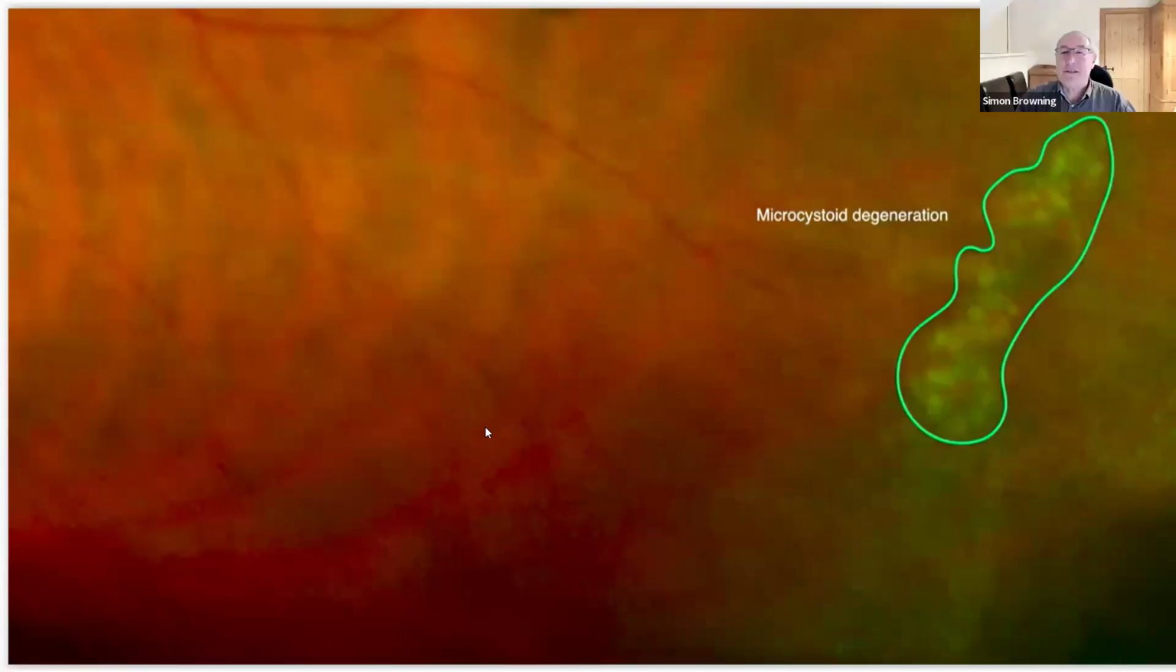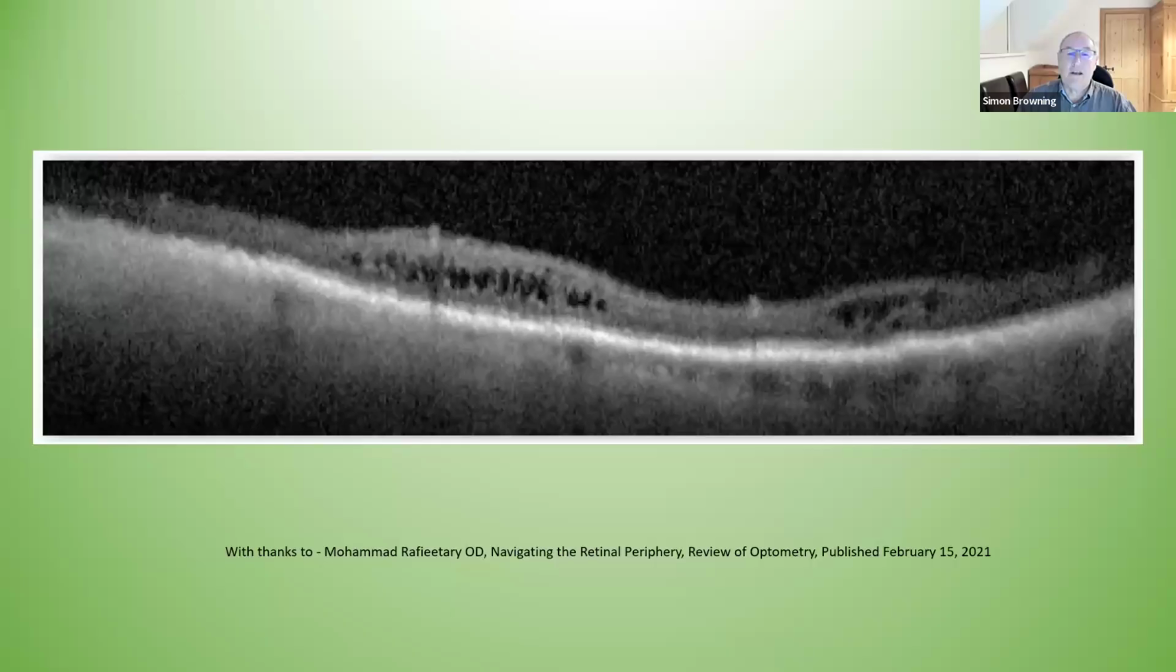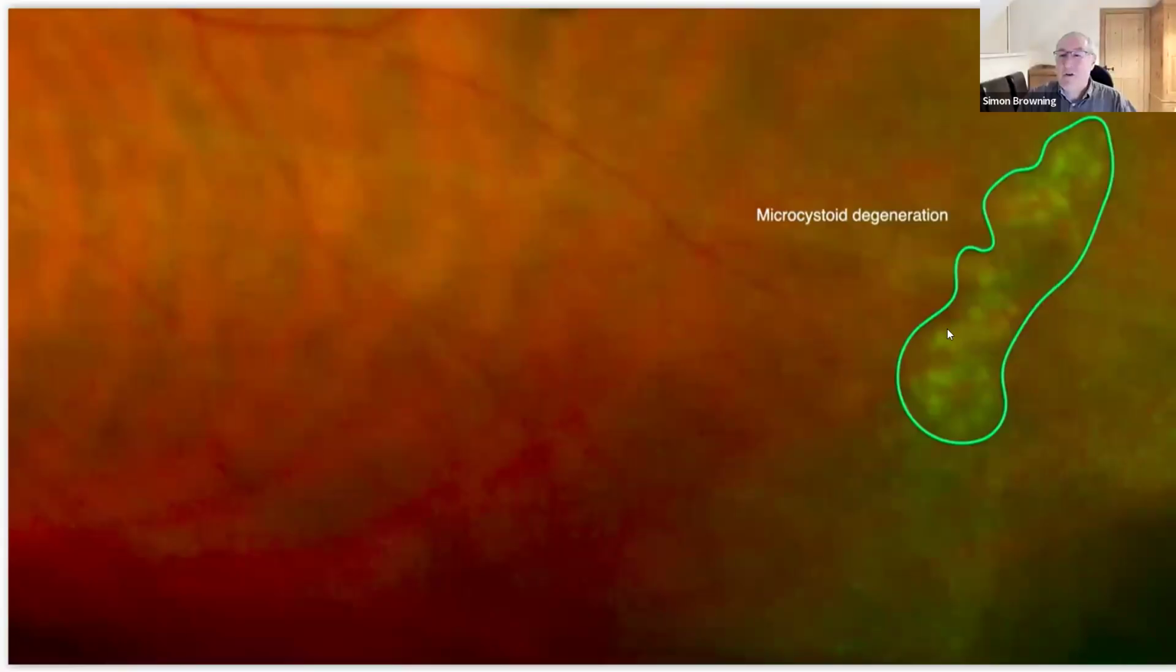Right, so this is the sort of appearance that you'll get with microcystoid degeneration. Again, zoomed in right into the far periphery, and you can see this very blurred cystoid appearance. This can go a long way around the retina in different zones. And with the OCT, you see this classic appearance where you've got the splitting of the retina. So we're looking for these very blurred yellowy little cysts. Very, very common in the periphery.